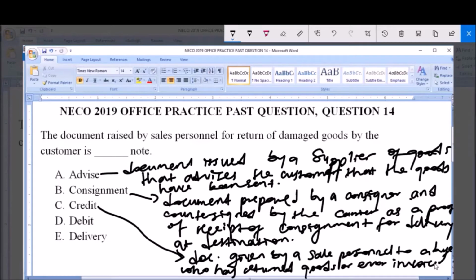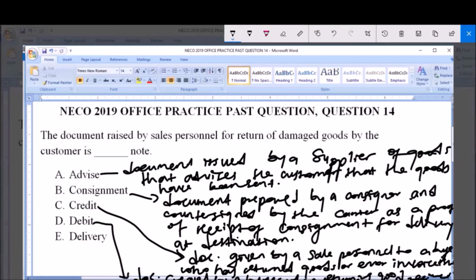Now D is debit notes. A debit note is a document created by a buyer when returning goods received on credit. So this is for debit notes.